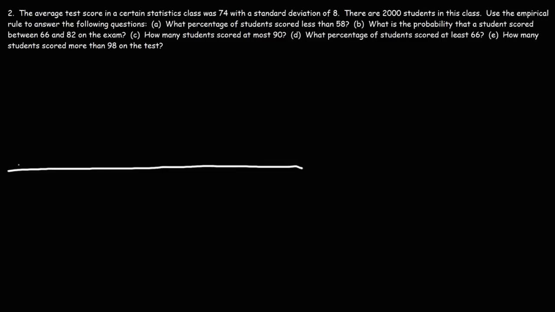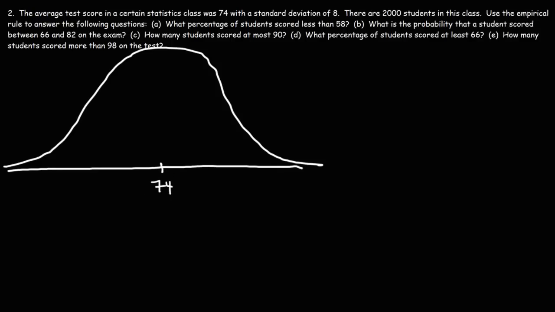Okay, maybe I need to draw a better picture. Let's say that's our bell curve. And in the middle somewhere is the mean. The mean is 74. Now this is going to be one standard deviation away from the mean, which is 8. So if we add 74 and 8, this will give us 82. Two standard deviations away from the mean will be 90. And 3 standard deviations will be 98.